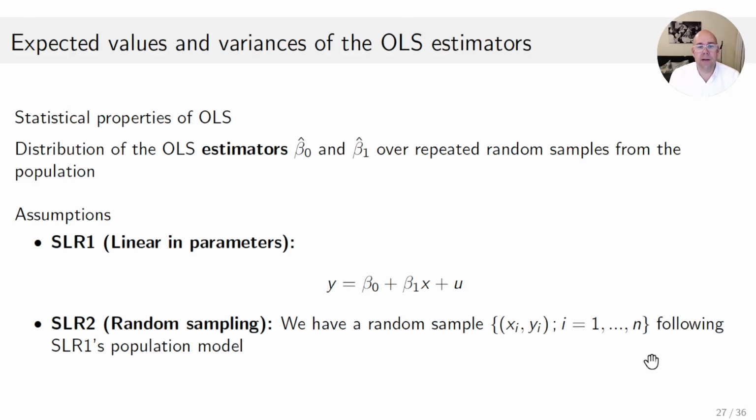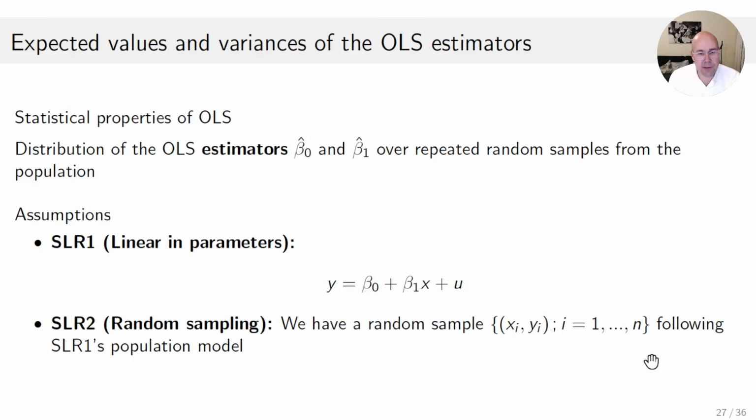We're going to look at the distribution of the OLS estimators beta naught hat and beta 1 hat over repeated random samples from the population. Let's look at some assumptions we're going to need for that.